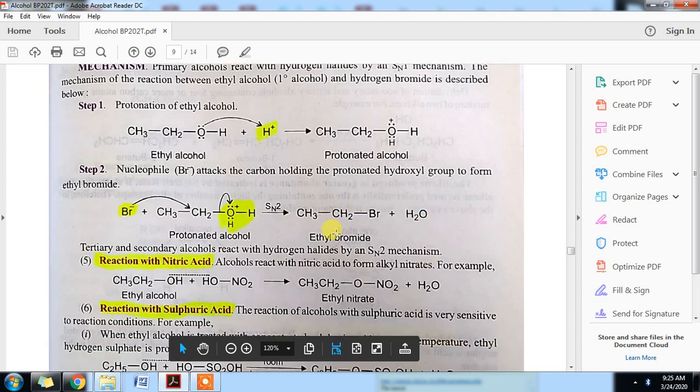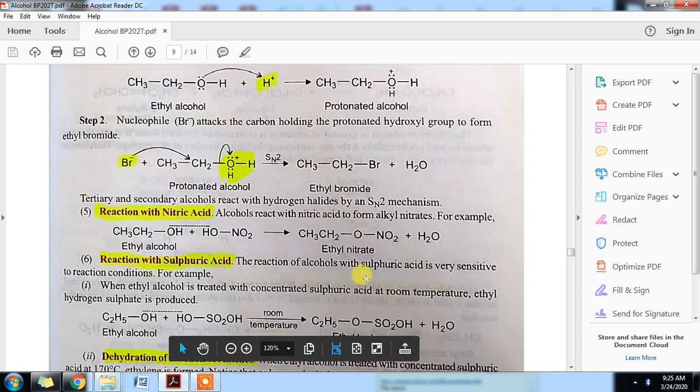Okay, so next is your nitration reaction. You always remember that this kind of nitration is treatment with nitric acid. If you treat the alcohol with concentrated nitric acid, it gives ethyl nitrate. Okay, if you take ethyl alcohol, you get ethyl nitrate; methyl alcohol gives methyl nitrate; propyl alcohol gives propyl nitrate. So it's very easy to remember from your exam point of view.